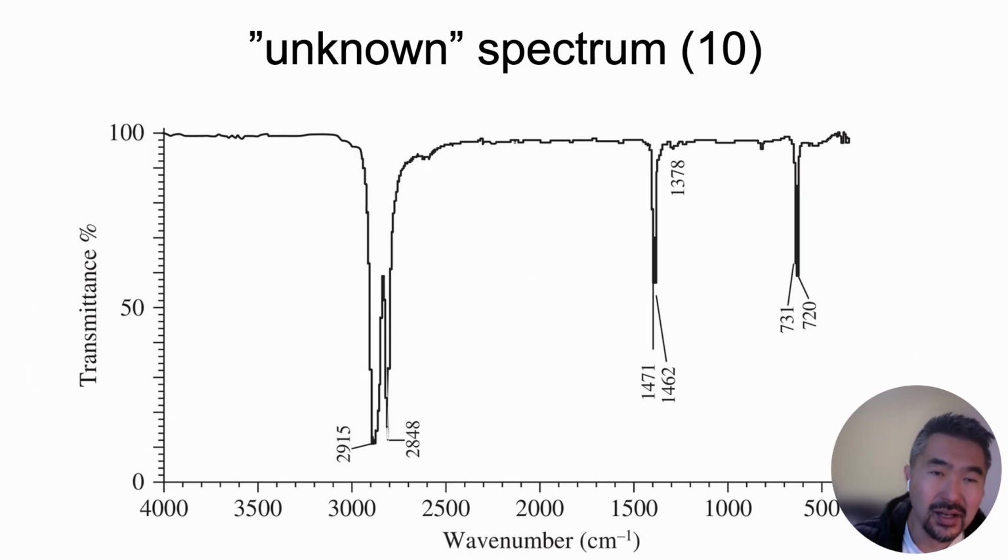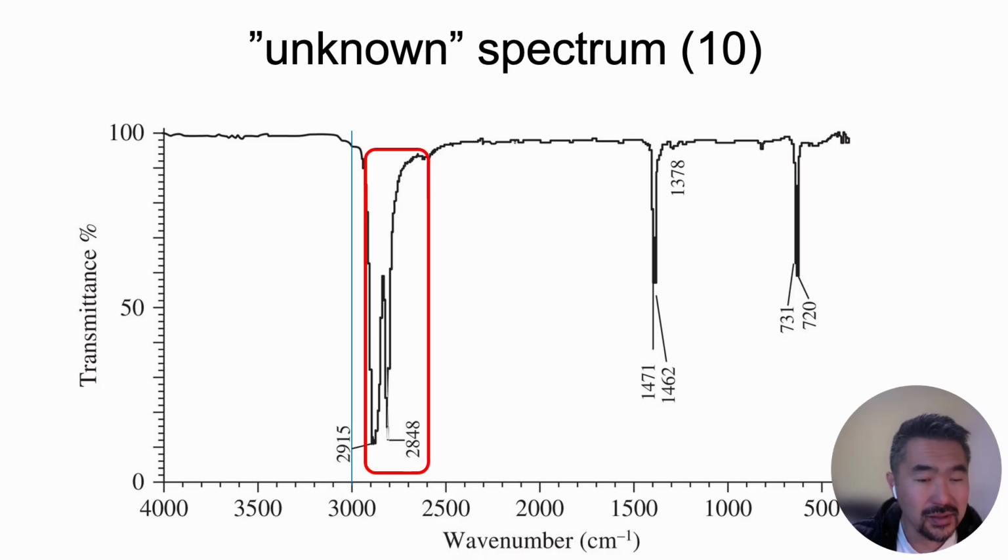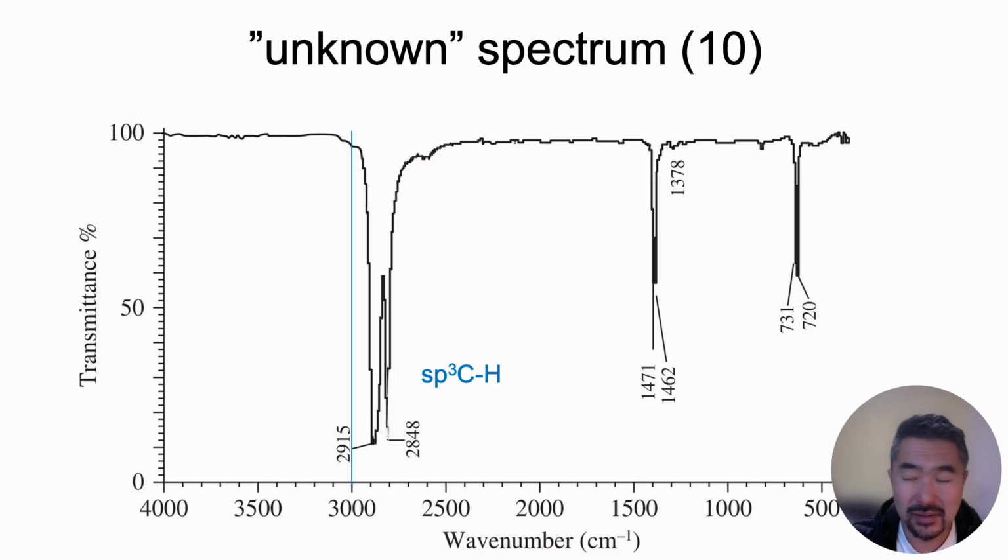Now to the unknown spectra section. Again, please finish doing all the known stuff during class. This is just to get you going, primed for the class practice. Again, it's a good idea to draw a line at 3000. Right before that, we see these peaks, likely these sp3 CH. And then we don't really see anything else.